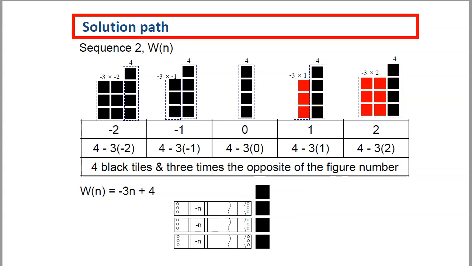So altogether, we can describe sequence 2 as 4 black tiles and, in this case, 3 times the opposite of the figure number. You can see that figure 1 has -3 times 1, and figure 2 has -3 times 2. So W of n is -3n plus 4. There are 4 black tiles on the right, and the other tiles grow horizontally at the left.